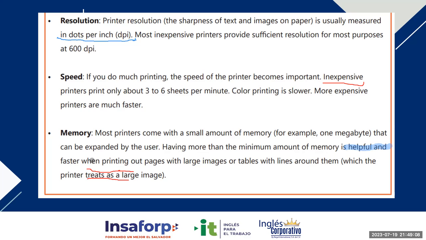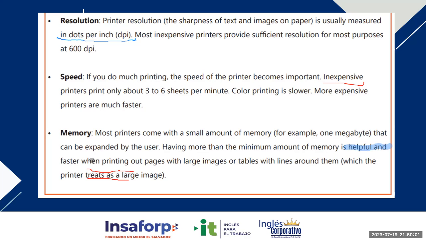Most inexpensive printers provide sufficient resolution for most purposes at 600 DPI. Speed. If you do much printing, the speed of the printer becomes important. Inexpensive printers print only about 3 to 6 sheets per minute. Color printing is slower. More expensive printers are much faster.